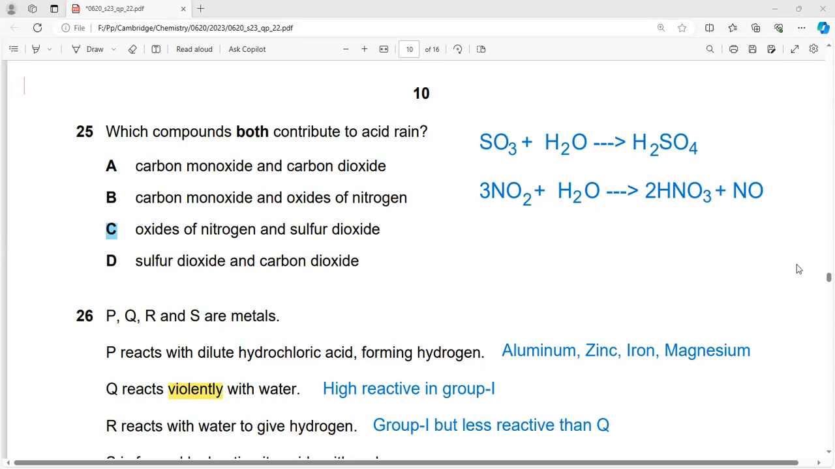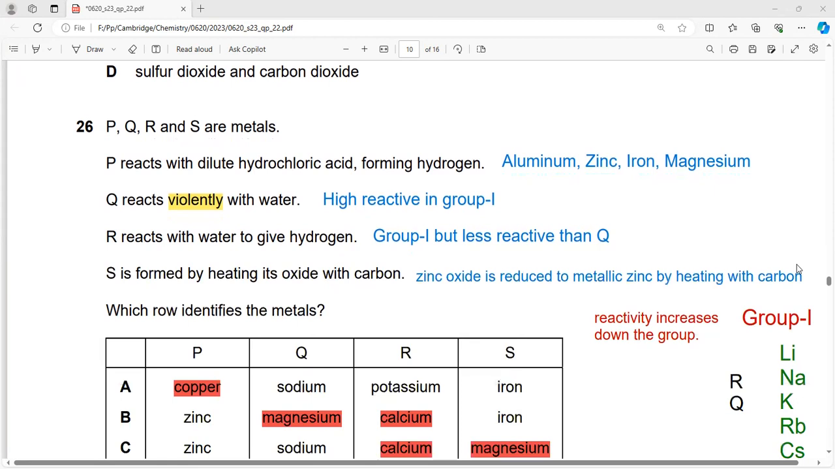So what is the correct option here? So you can see in C, the oxide of nitrogen and sulfur dioxide, so they are making the acid rain. So C is our correct option here.